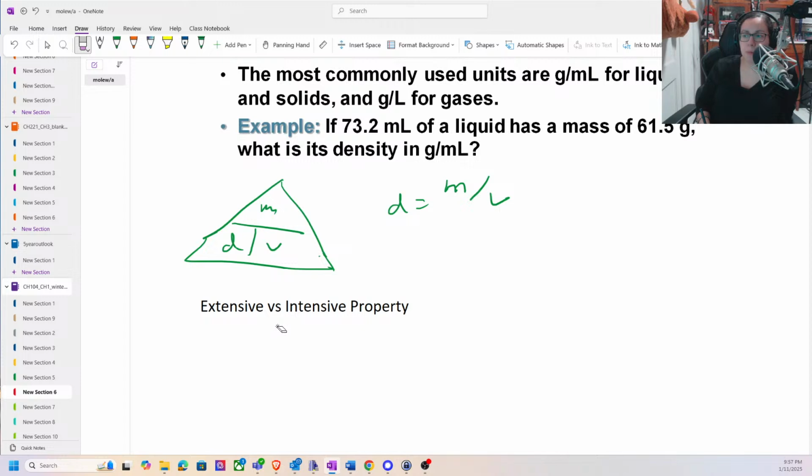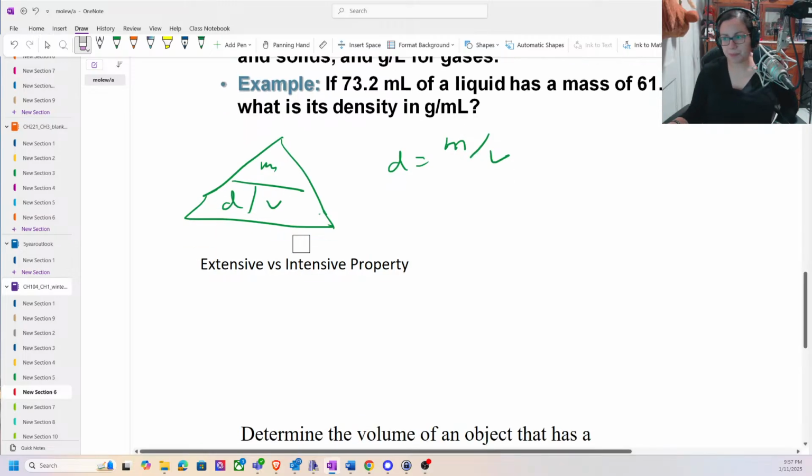Whichever property you're solving for, you can just cover it up and it tells you what to do. So if you wanted to solve for density, you cover density. We're left with mass over volume. If you wanted to solve for mass, cover mass. You're left with density times volume.